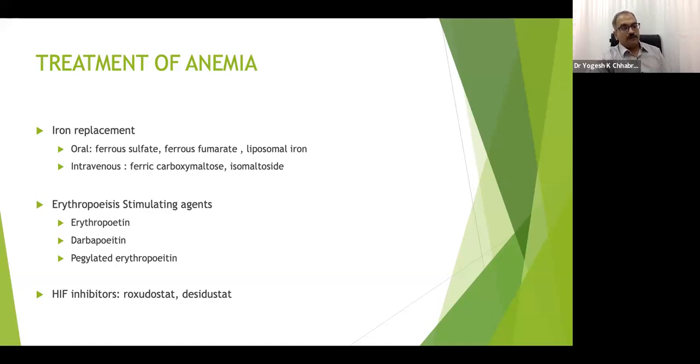IV iron replacement has also come up very strongly. Previously, when we were doing our MD or MBBS, we were talking about iron dextran. Later on, iron sucrose came up. Iron dextran used to carry a very high chance of anaphylaxis. We have even seen death after the administration of iron dextran. But now, with the advent of ferric carboxymaltose and isomaltoside, the chances of these reactions have gone tremendously down.